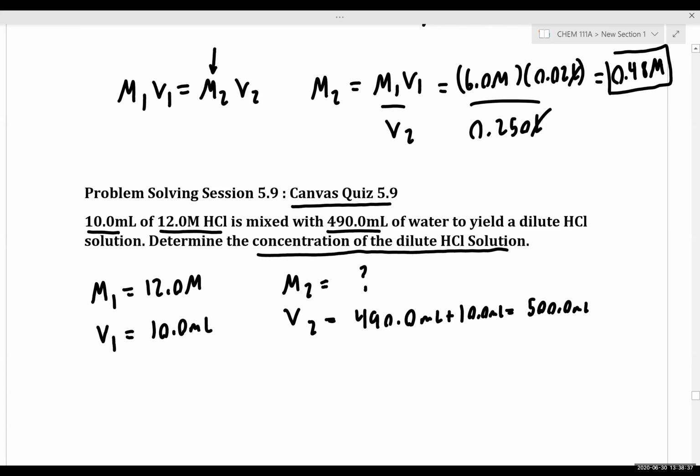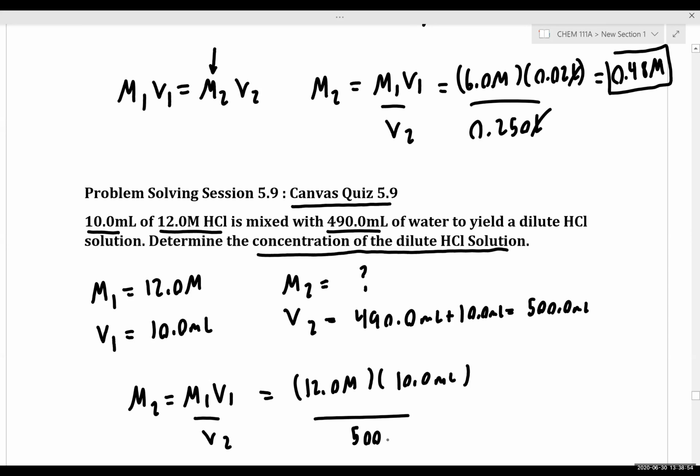Now we have all the information we need to solve for our final molarity by taking M1V1 over V2, which gives us 12.0 molar times 10.0 milliliters over 500.0 milliliters. And that in turn, 12 times 10 over 500, gives us a final molarity of 0.24 molar. One thing to note: if your volume units are the same, they will cancel in this equation.